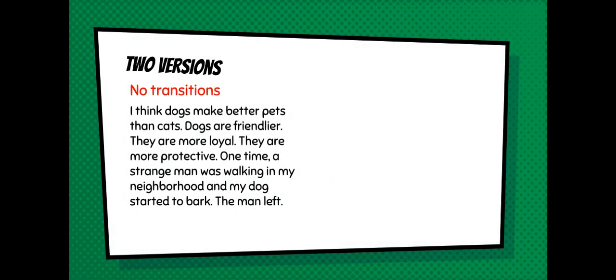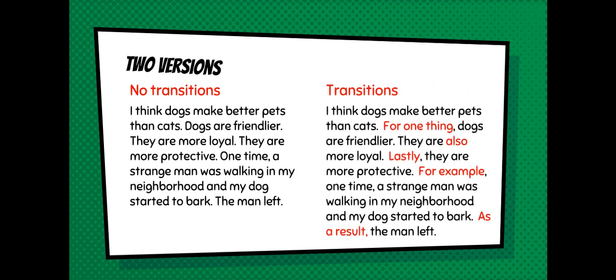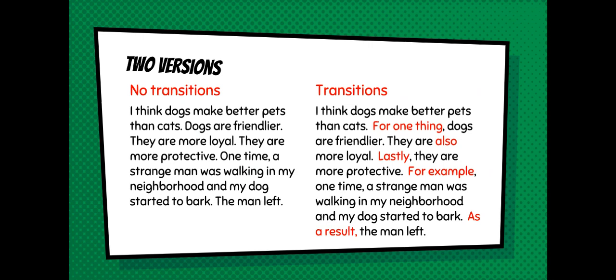Next, we're going to take a look at two versions of the same paragraph, one without transitions and then with transitions. Take a moment now, pause the video, and read this paragraph. Now let's take a look at the same paragraph with some transitions added. Notice in this second example that there is almost a transition in every single sentence. That is going to make all of these ideas very clear to your reader.